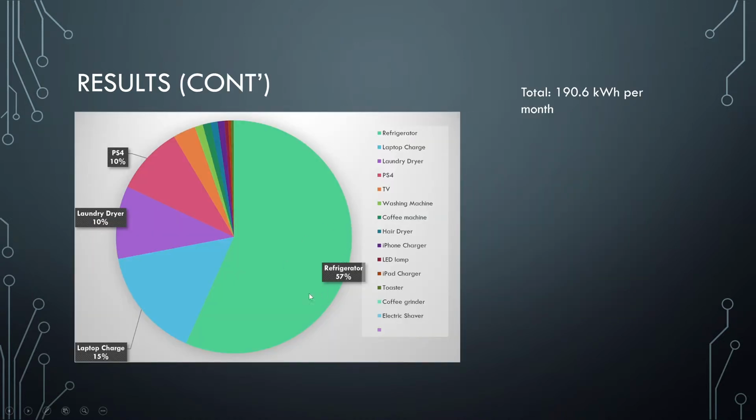As you can see, the refrigerator takes most of my electricity usage, and the laptop charger and laundry dryer also take a lot of the portion. I always keep the charger plugged in for my laptop, so I think that's why my laptop charger takes a lot of the portion.